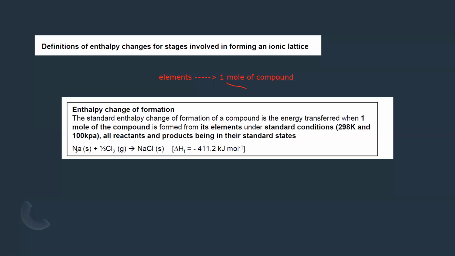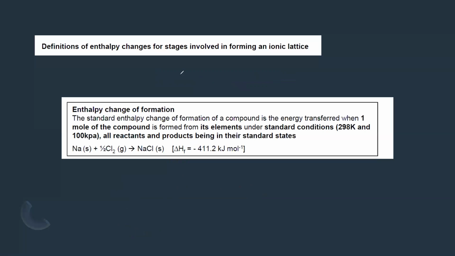So you can see here, you have sodium element, you have chlorine molecule, but the condition is it should form 1 mole of sodium chloride. So 1 mole of NaCl. So this should be half Cl2 because of the balanced equation. So whenever 1 mole of a compound is formed from the elements, the energy released or absorbed, what do we call this energy? We call that the enthalpy change of formation.